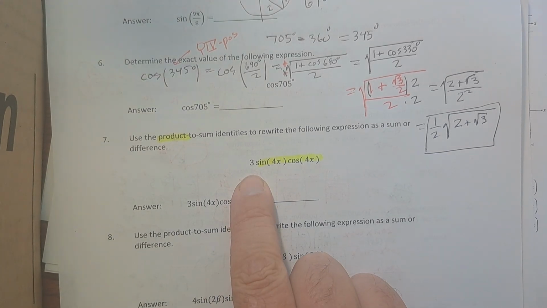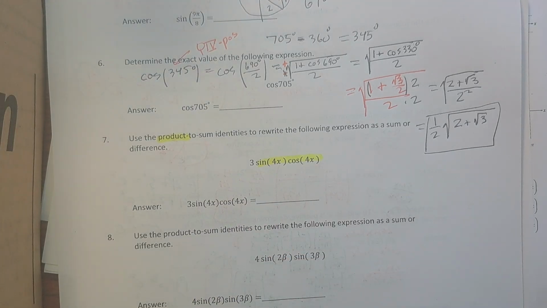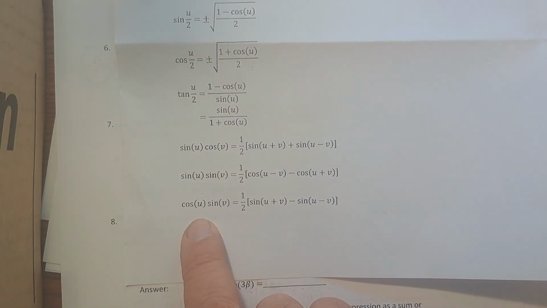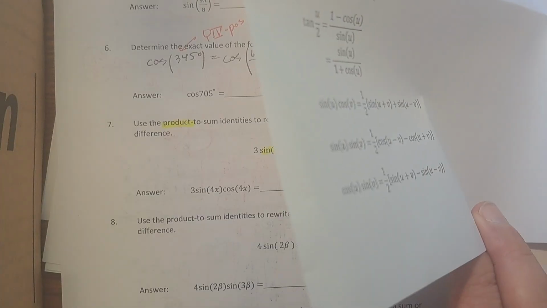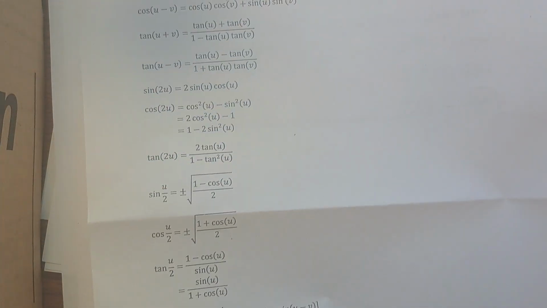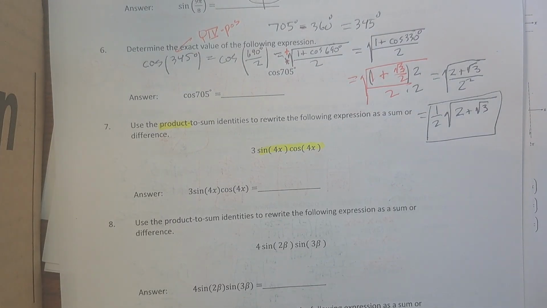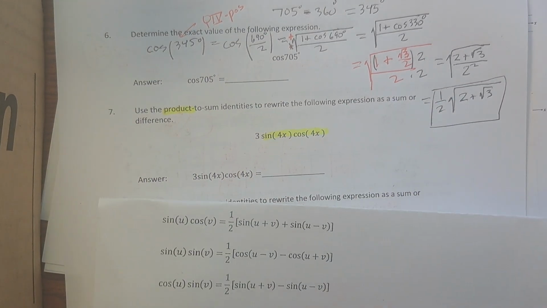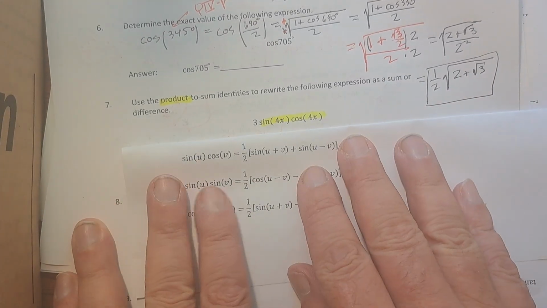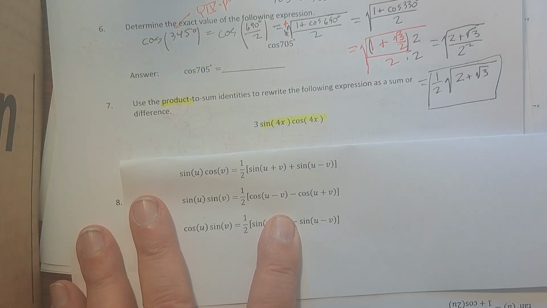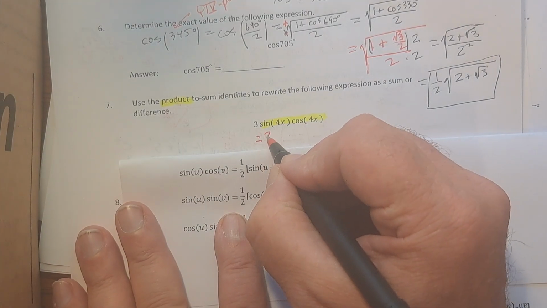The 3 doesn't matter, it's just there. It won't affect anything we do, we just have to keep it there because it is there. So you take a look at your formula sheet and you look for product to sums. These are all products to sums. We want the one that goes sine times cosine. So you look for the one that's sine times cosine, it's the very first one. So we're going to use this one.